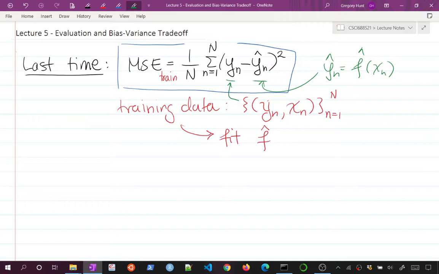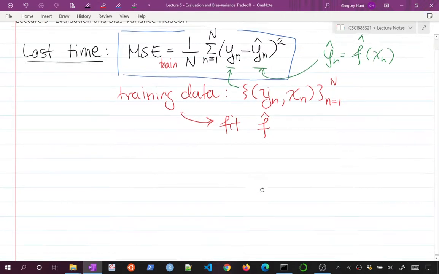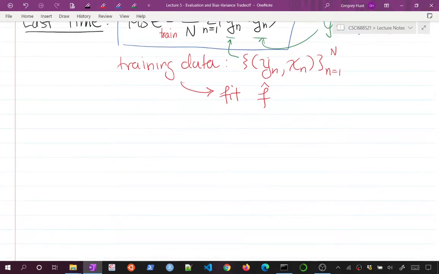So this makes sense. I'm going to look at the differences between my estimate and the truth, square those to make them positive, and take the average. And that's some metric that might tell me how good my approach, my f hat, is. But the question is basically, what do I care about when I'm evaluating a method?